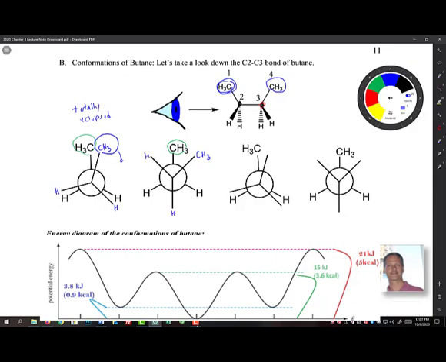Right, so this conformation is called gauche, G-A-U-C-H-E. Again, here we have another dihedral angle of 60 degrees relative to these two large groups. That's what we'll use for the point of reference here.